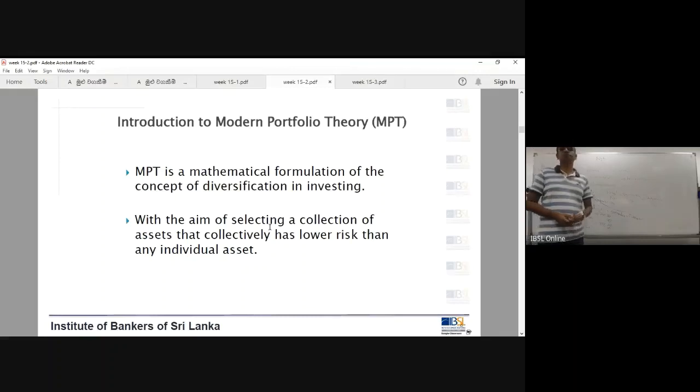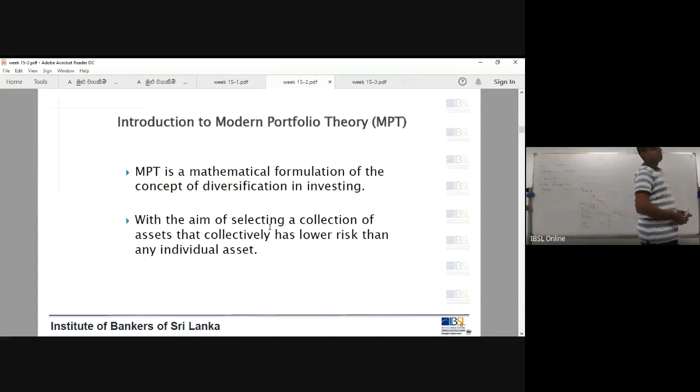Modern portfolio theory is a mathematical formulation of the concept of diversification in investing, with the aim of selecting a collection of assets that collectively has lower risk than any individual asset. So you need to select a collection of assets that collectively has lower risk than any individual asset. Collectively, all assets should have lower risk than any single asset.